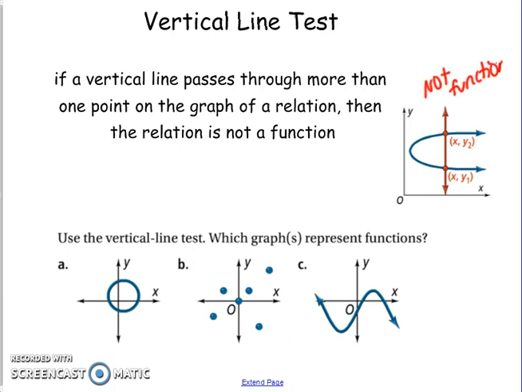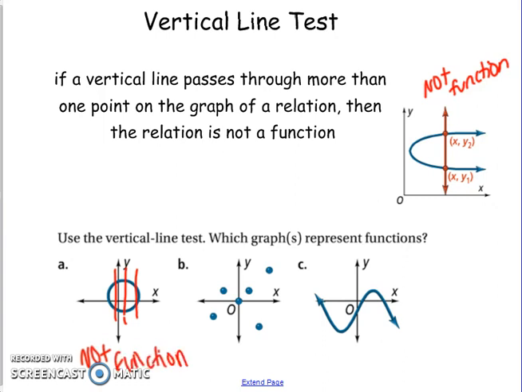If we look at the examples underneath, you have this A, which is a circle. If you draw vertical lines, the vertical lines that I'm drawing are passing through 2 points at the same time. So they have the same x values. So this one is not a function.